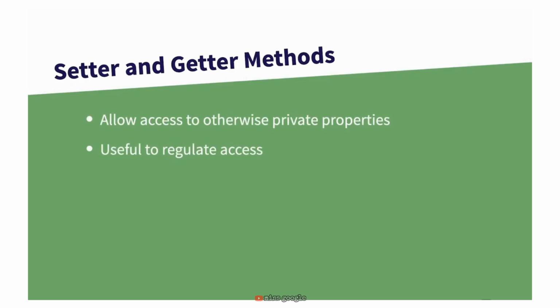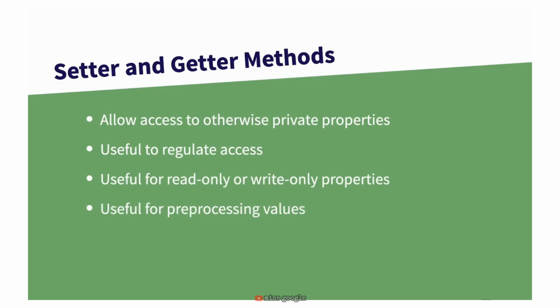This is useful because it allows us to regulate access, the same way that the teller at the bank is able to regulate our access to the bank account. It's also useful if we have situations where we only want to be able to read properties back or only write those properties. Setter and getter methods are also useful if we want to pre-process values. That is, we want to take some information and do some processing on it before we put it into our property, or we want to pull the value out of our property and do some processing on it before we return it back to the user.